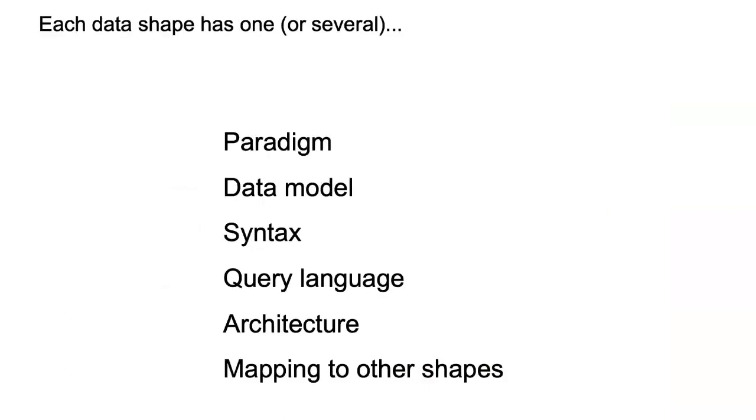Right. So it's very important to have something that we understand, because otherwise it's going to make our brains explode. So then what's very important is that each one of these data shapes, the 5 data shapes, they have a paradigm, so a story that you tell about them. They have a data model, maybe several data models sometimes. They have a syntax. They have query languages. They have architectures in the way that you implement the systems. And then you can even map them to each other.